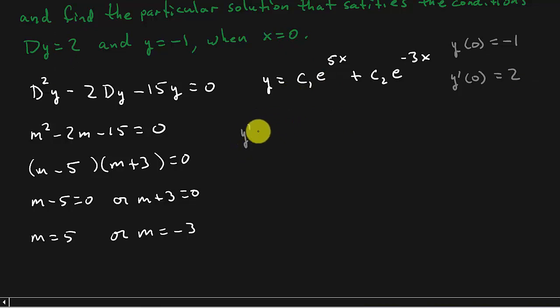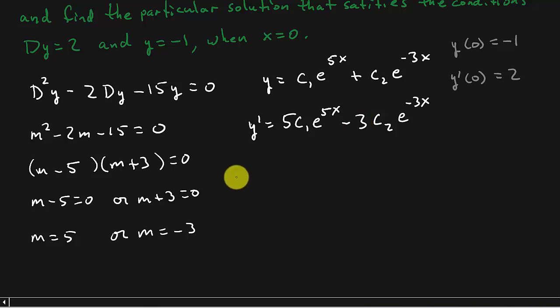So I get y prime, let me change colors. So I get y prime is equal to, all right, C1. So the derivative of e to the 5x is e to the 5x times the derivative of the exponent. So the derivative of 5x is 5. And then I get C2, and then the derivative of e to the -3x is e to the -3x times the derivative of the exponent. The derivative of -3x is -3. All right, so there's y prime.